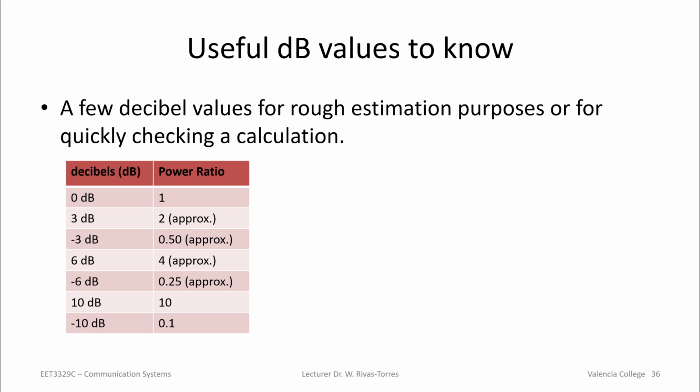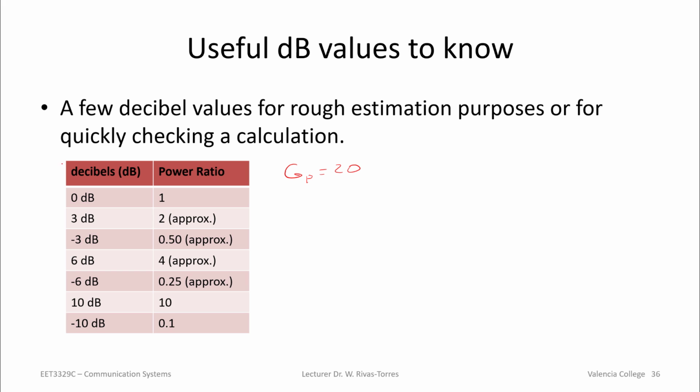Here are some useful values. So 0 dB, we know that in power ratio is 1. 3 and minus 3 are 2 and 0.5 approximately. Minus 6 and plus 6 are 4 and 0.25, and 10 dB is actually 10, and minus 10 is 0.1. Where does this come in handy? See, you can almost do this if I tell you that you have a gain in terms of power equal to 20, and I want you to express that in dB.